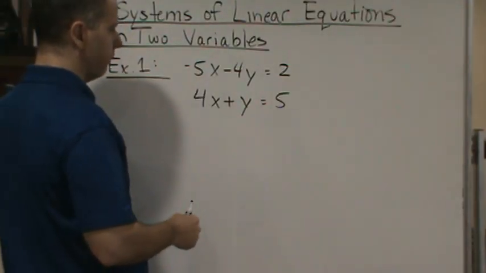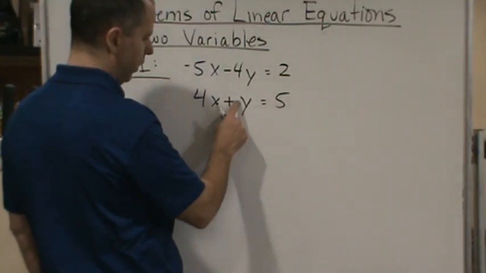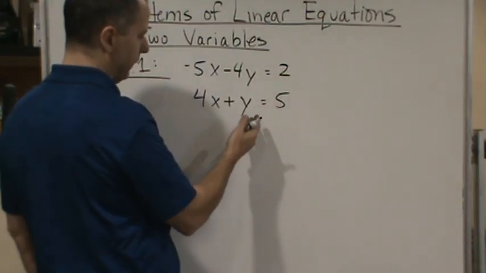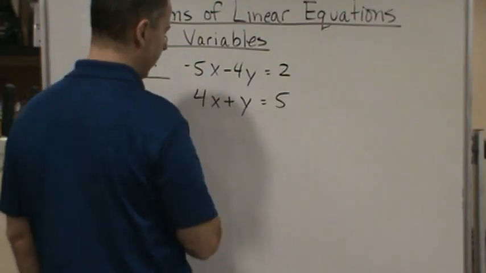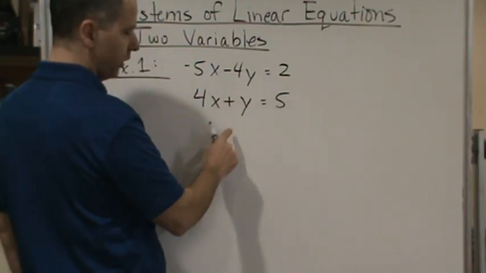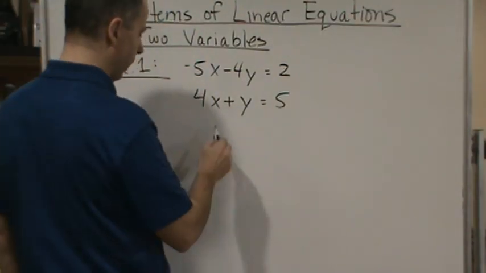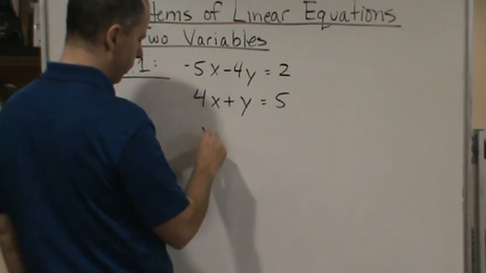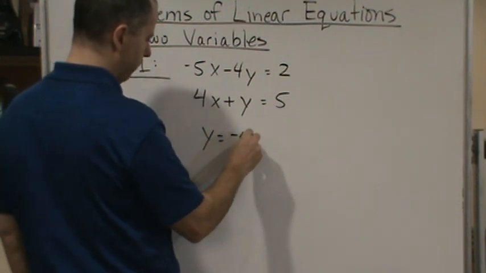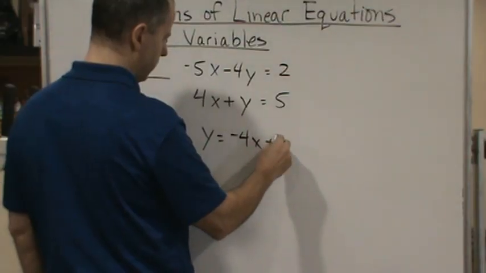Now, the one thing I look for is here, this one has a coefficient of 1. So this one will be easy to solve for y instead of dealing with this one. So always you look for the one that's easiest to solve for. So in this case here, I'm going to solve for y. So y equals negative 4x plus 5.